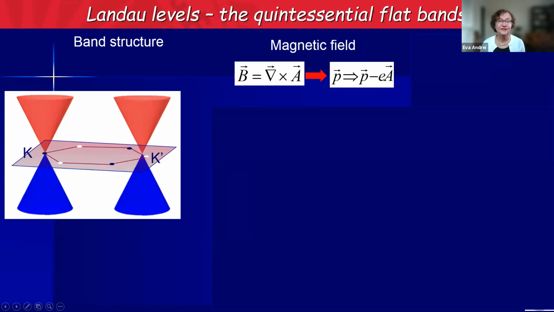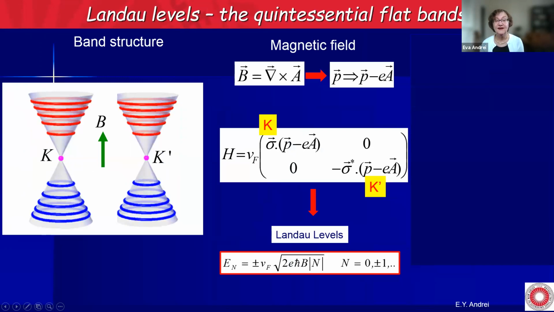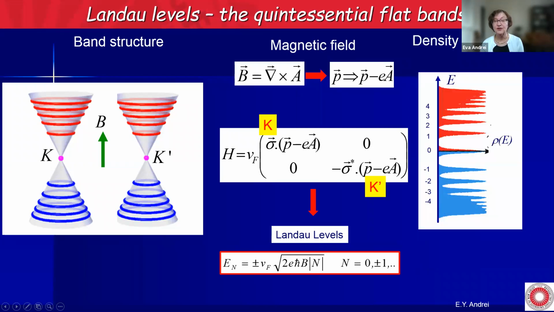Now, what happens when you apply a magnetic field? The magnetic field is the curl of the vector potential, and the momentum goes to the canonical momentum. So now instead of P here, we have P minus the vector potential. And what happens is that the band structure breaks up into discrete Landau levels, which are flat bands, as flat as you can ever hope to create. The energy here goes like the square root of the magnetic field and the Landau level index. The density of states correspondingly has peaks at each one of these levels, and it looks like this.